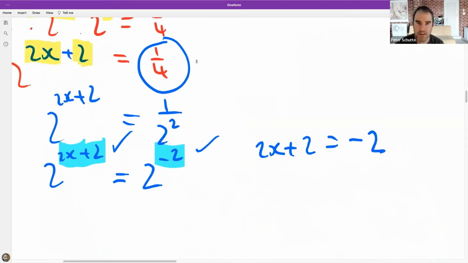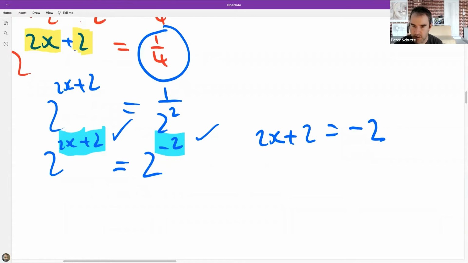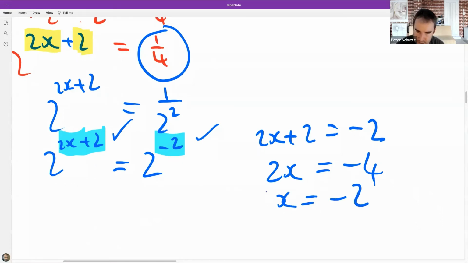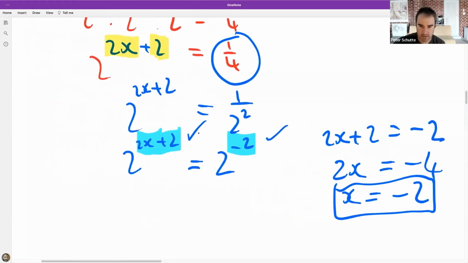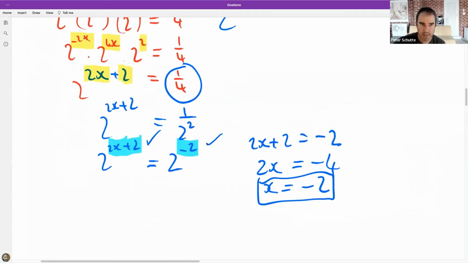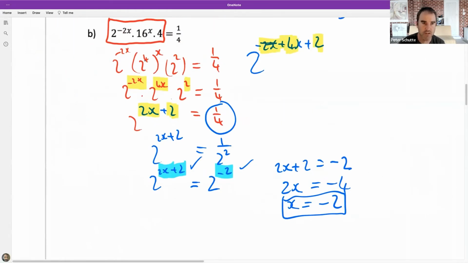So what is the final answer? Let's have a look. X equals minus 2, sir. Okay, minus 2. Let me see what I get. So 2x plus 2 is my equation, so if I take away 2 from both sides, then I get 2x is minus 4. And then if I divide both sides by 2, my final answer is x is minus 2. And just to show you what that means, if I go back to the very beginning, if I put a minus 2 up here, this whole long expression will be equal to a quarter.